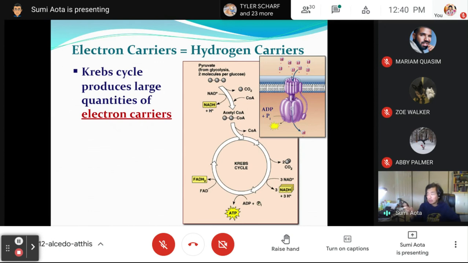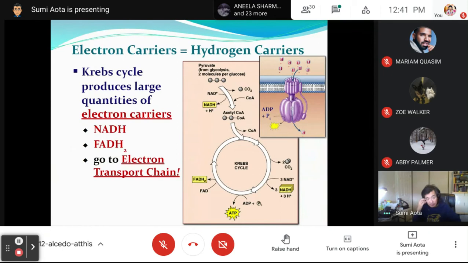So Krebs cycle, including pyruvate oxidation, produces a large number of electron carriers. We produce 8 NADHs and 2 FADH2s, so 10 different electron carriers. What we're going to do then is take these electrons from these electron carriers to the electron transport chain. The electron transport chain is how we're going to generate ATP.